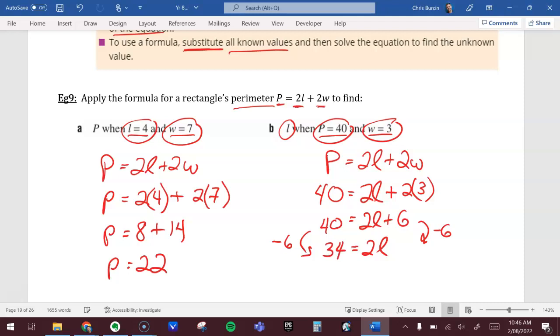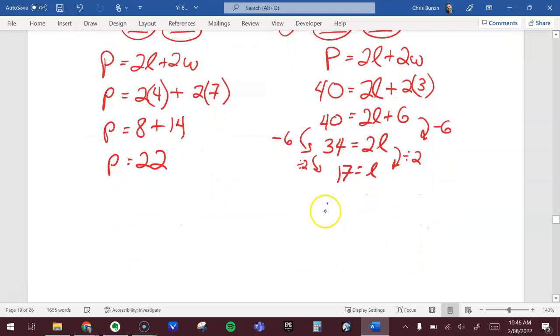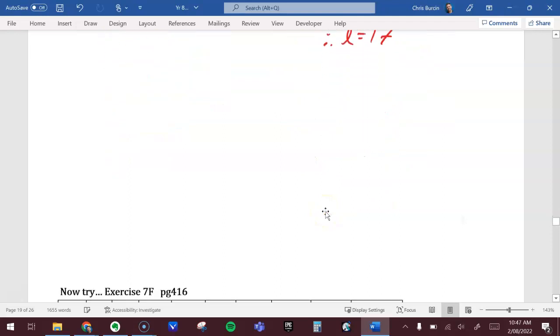And then, how do I get 1L? I divide by 2 on both sides to get an equivalent equation, and that is 17 equals 1L, and you would then say, therefore, L is equal to 17. Joy.